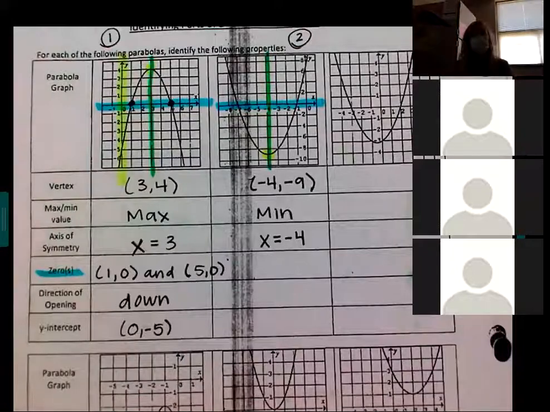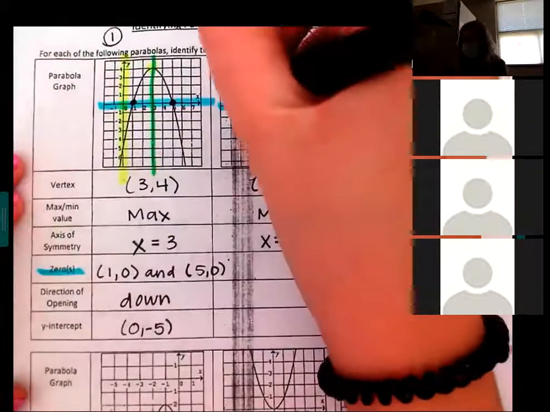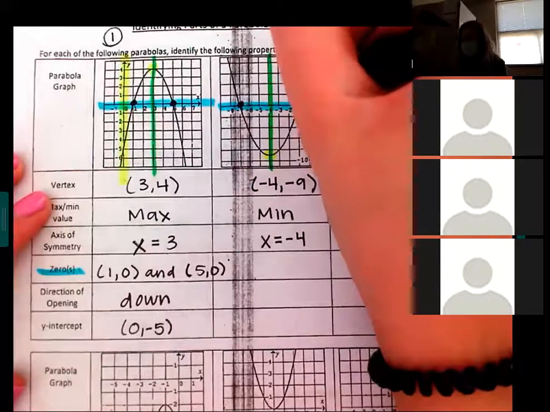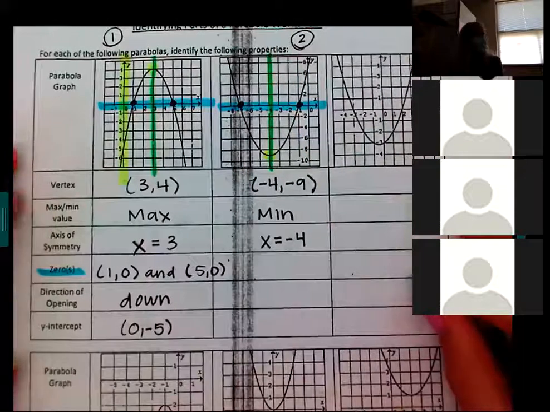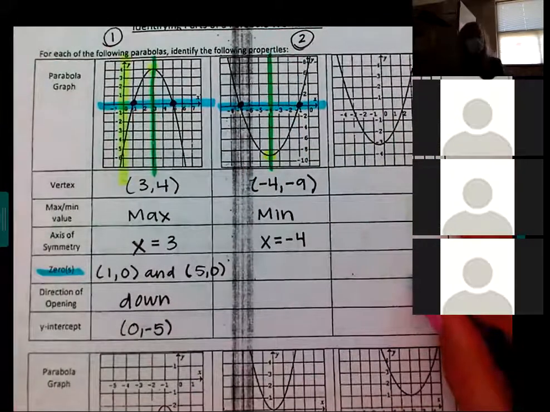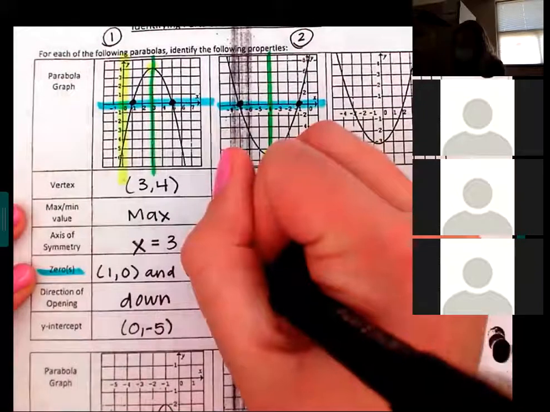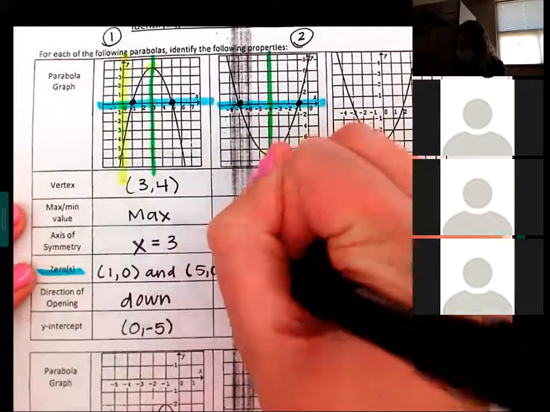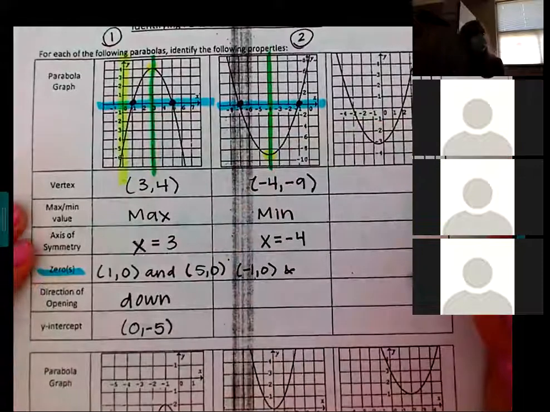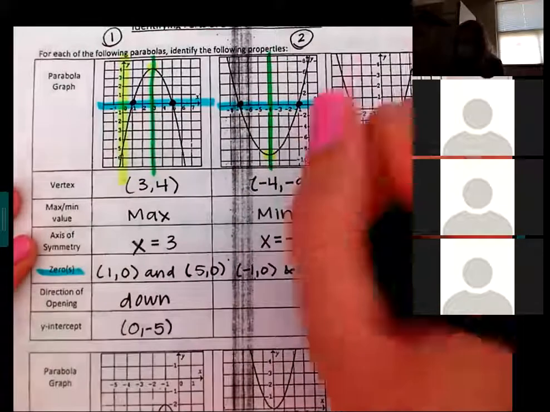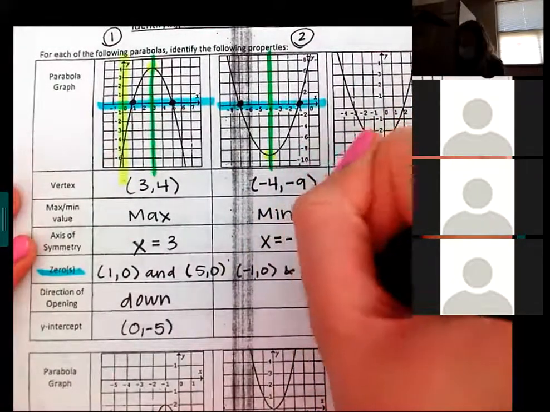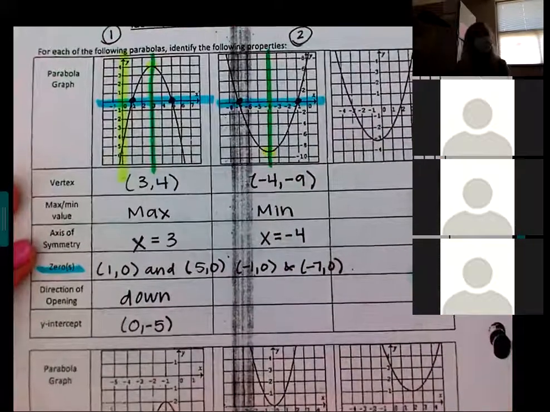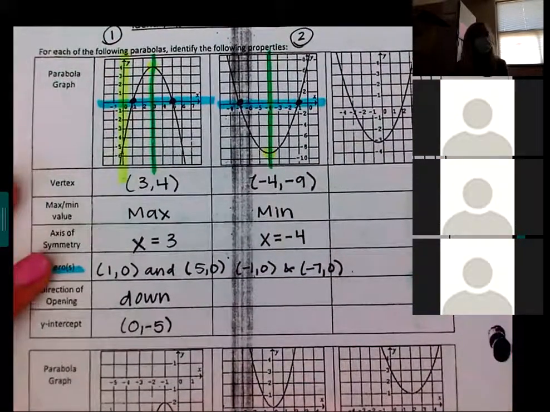Now listen, before y'all just blurt out numbers, these are points. So can somebody raise your hand, tell me one of the ordered pairs, one of the points? What you got, Tyree? Okay, he said -1, 0. I like that. Tay, you got my other one? What you got, baby? Very good. Does anybody have questions on that? -1, 0 and -7, 0.